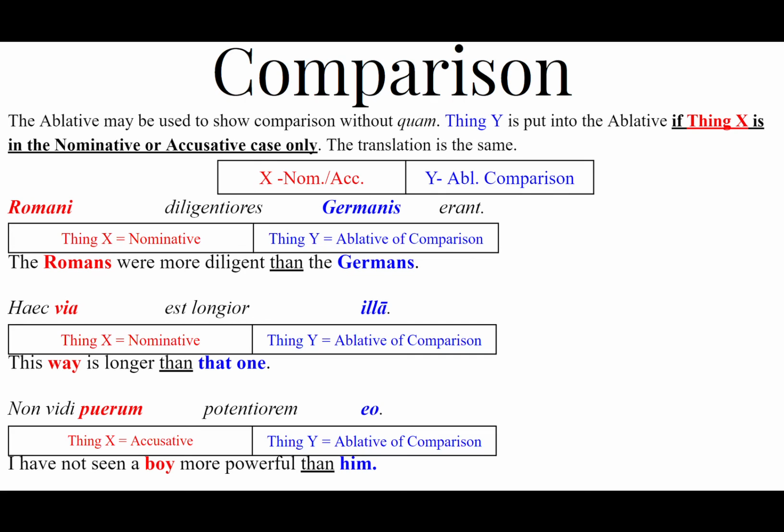So you can either use quam as "than" to compare two things with a comparative. If you use quam, thing X and then thing Y, whatever case thing X is, thing Y must be in the same case. If thing X is in the nominative or accusative case, then you may omit quam and put thing Y in the ablative of comparison. The translations will be the same.